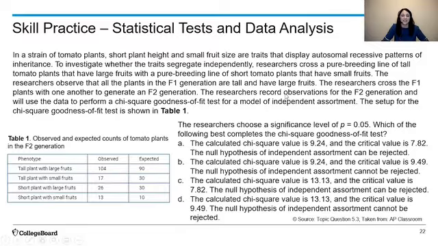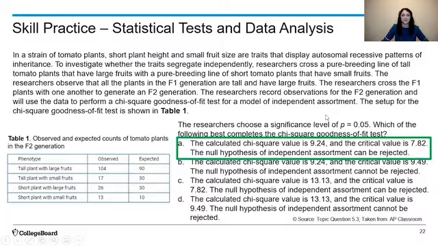All right, the correct answer was A. The calculated chi-square value is 9.24 and the critical value is 7.82. So the null hypothesis of independent assortment can be rejected.